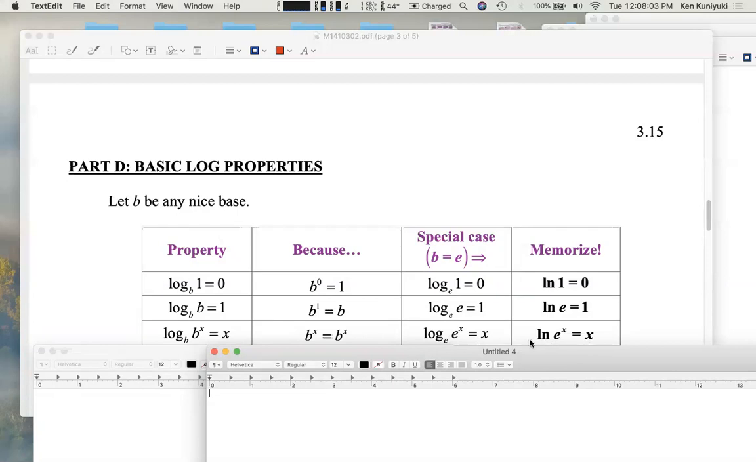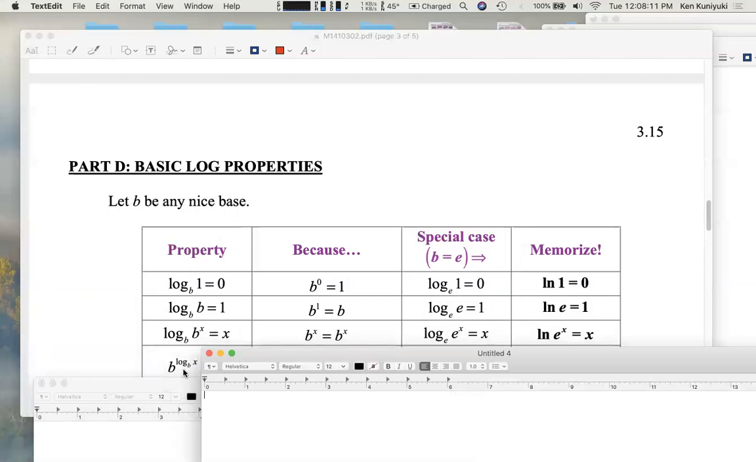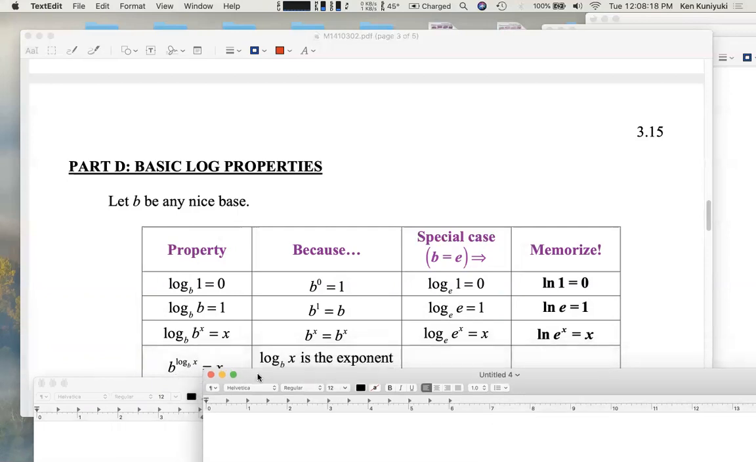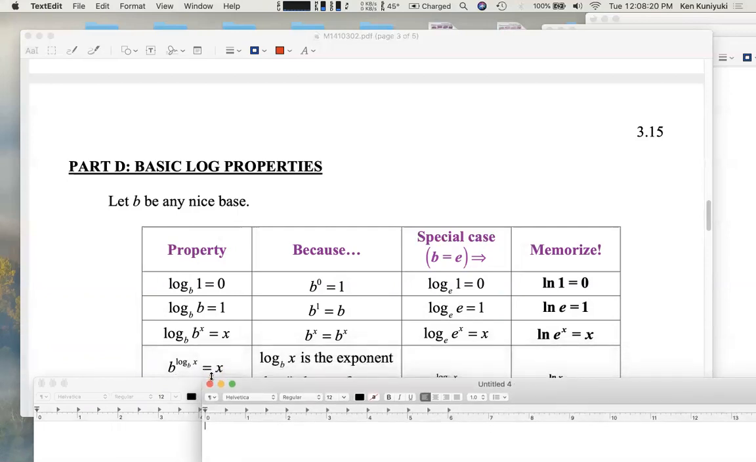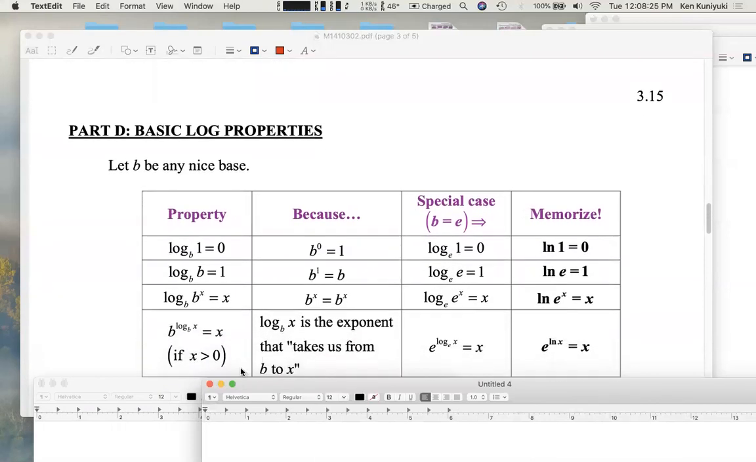Now, there's another inverse property that we need to look at. It's this over here. b to the log base b of x. So here we're logging first and then doing the exponential function. And once again, the answer is going to be x. But we do have a condition here. It turns out that we only take logs of positive numbers. We'll talk about this. So this property only works if x is positive. We only take logs of positive values. We'll discuss that.